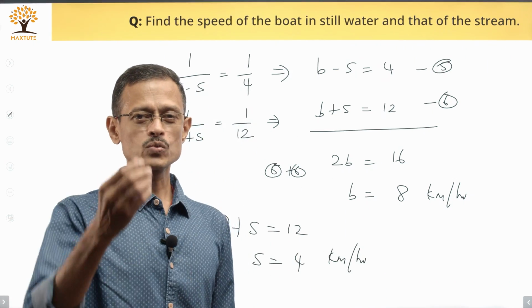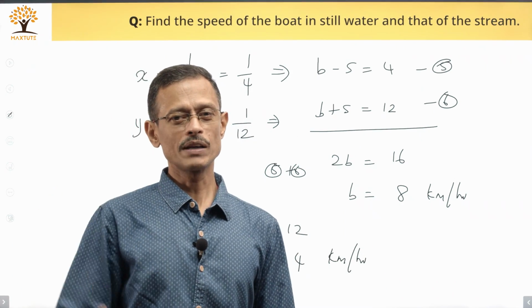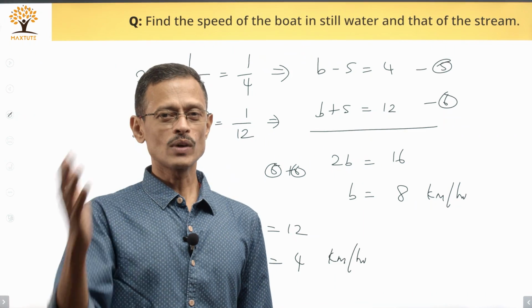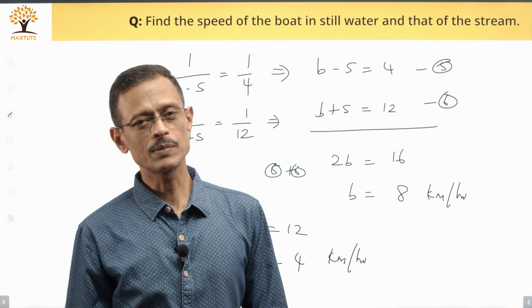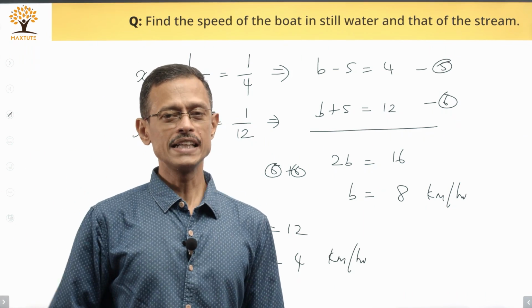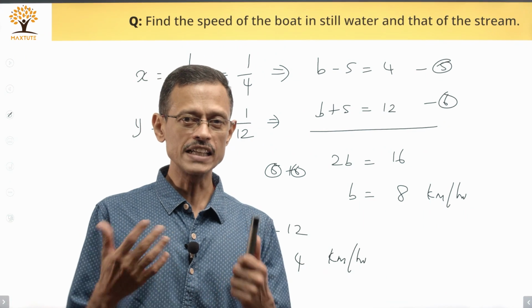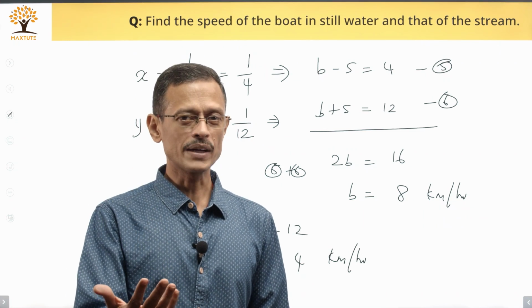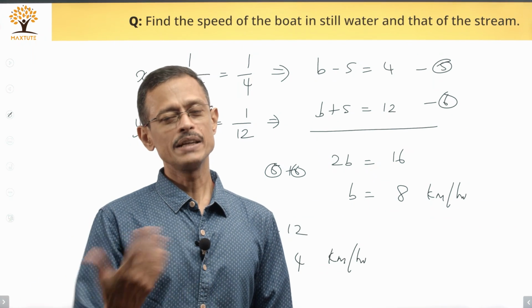Right. The crux is, the moment you see a 1 by b minus s and 1 by b plus s, you should know to take this 1 by b minus s to be an x and 1 by b plus s to be a y, convert this into a linear equation, the typical pair of linear equations in two variables, solve for x and y, and from there compute the values of b and s.